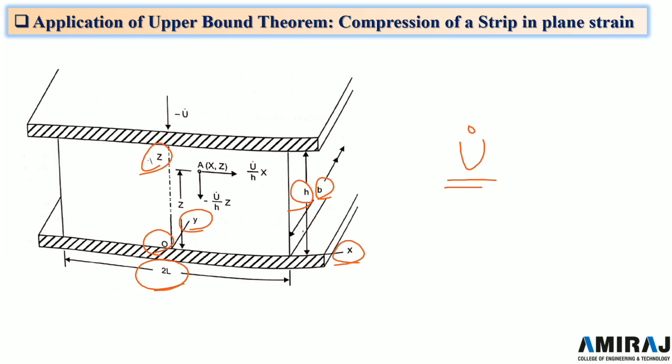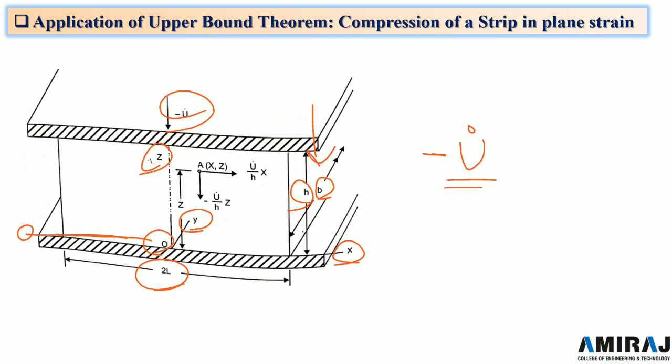Therefore, the particle in the top layer of the strip moves with velocity equal to minus u dot, as the top die moves in the downward direction. So the particles of the layer will move with minus u dot. The particles of the bottom layer have zero downward velocity. Here the velocity will be 0 because the bottom die is stationary.